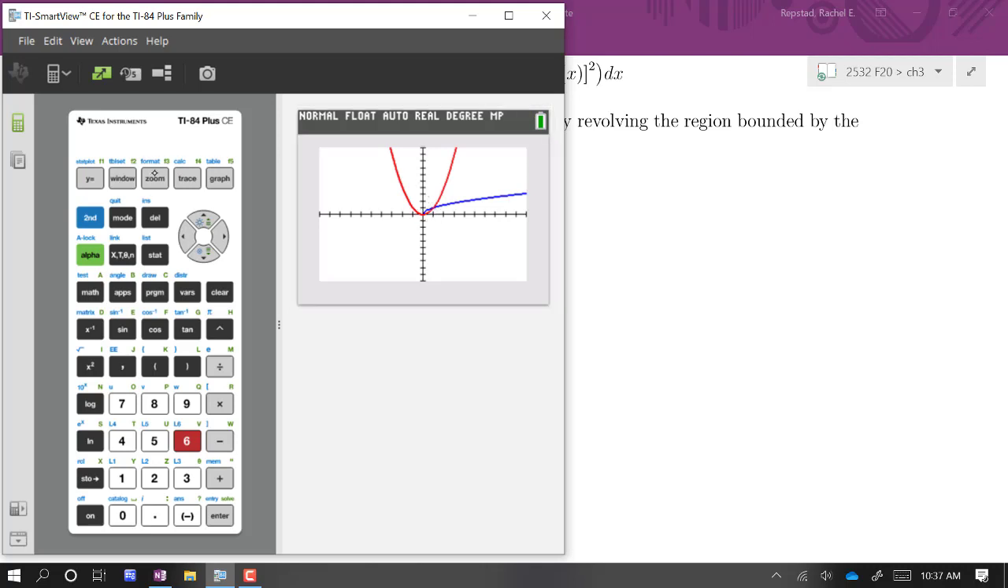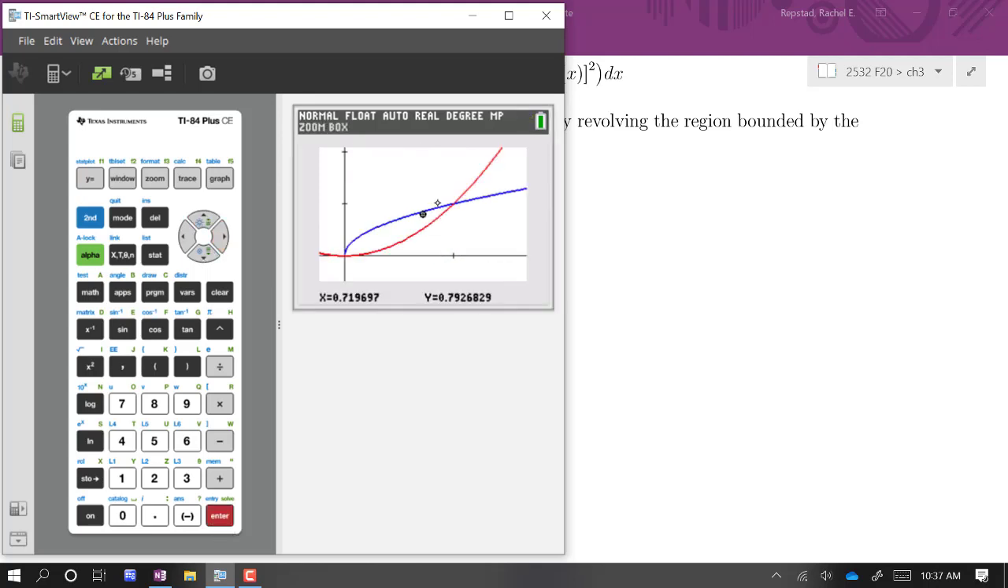And you can zoom in. One nice zoom feature is the zoom box. You could just draw a box. So you locate the corner of one box, you hit enter, and then kind of like an Etch-a-Sketch, you draw the box by using the arrow keys to locate the other corner.